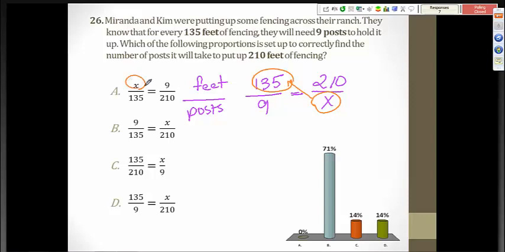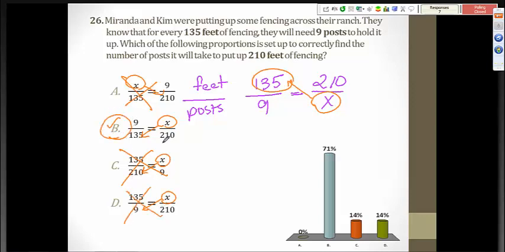So our first answer has X diagonally across from 210. Is that what we wanted? No. So that one doesn't work. The next one has X diagonally across from 135. So that is what we wanted, but we're going to keep checking anyway just to make sure. The next one has X diagonally across from 210. Doesn't work. And then the last one has X diagonally across from 9, which again, does not work.